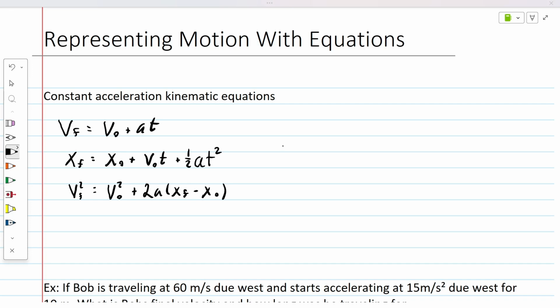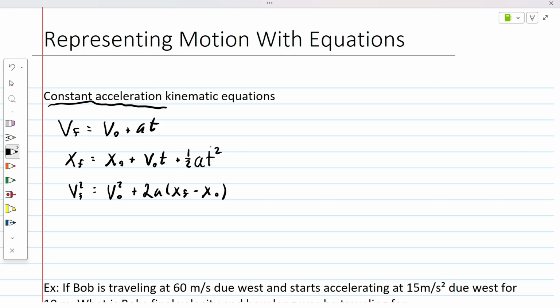Today we'll be talking about representing motion using kinematic equations. So these are the three big kinematic equations that you'll see in physics. A few things about these. The first thing is they only apply for constant acceleration, which means the acceleration must be constant. It cannot be changing, otherwise these will not be able to be used.